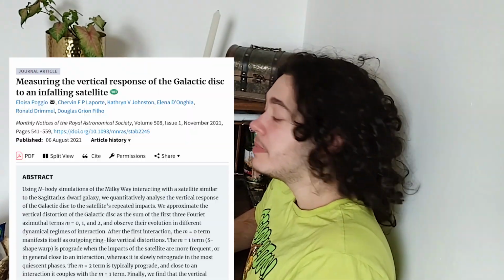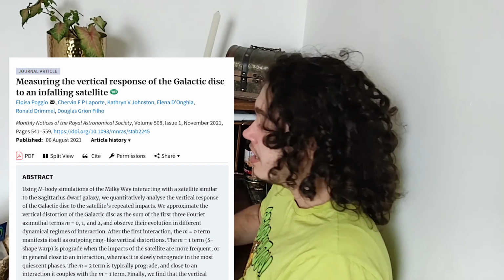Our first paper is "Measuring the vertical response of the galactic disk to an infalling satellite" by Poggio et al. We have actually encountered this paper in the past, but today we can go into it with a little bit more detail now that I've got a better baseline understanding of the field. As the title suggests, this paper is focusing on how the vertical warp develops in the galactic disk over time in response to an encounter with a satellite galaxy. In this case, the models are based more around the Sagittarius dwarf spheroidal galaxy, which is quite a mouthful, so we're just going to call it Sagittarius from now on.